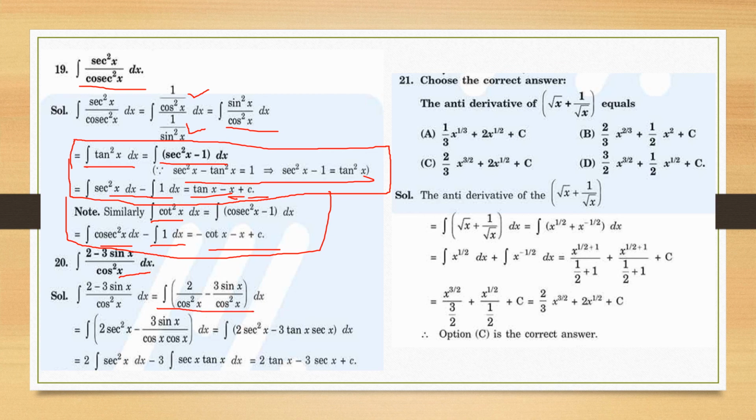Number 20 is again, you have to split the numerator, break the numerator. You get 2 upon cos square, that is 2 secant square x, and this becomes minus 3 secant x tan x. Now break the terms. Integral of secant square is 2 tan x. Integral of secant x tan x is secant x only, so it is minus 3 secant x plus c.